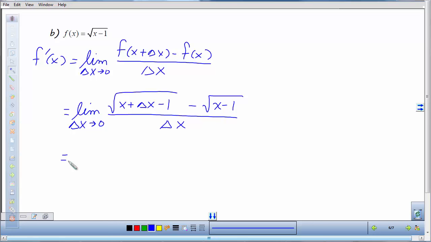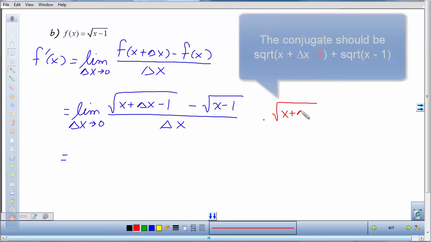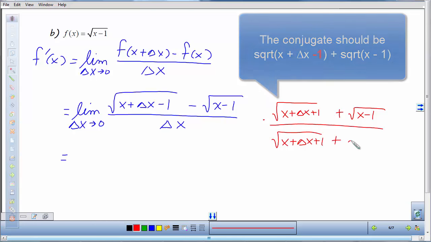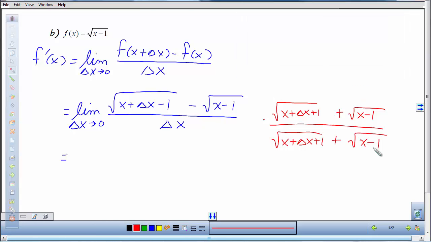So what we're going to do is multiply top and bottom by the conjugate of the numerator. So we're going to multiply top and bottom by the square root of x plus delta x plus 1 plus the square root of x minus 1, all over the same thing, the square root of x plus delta x plus 1 plus the square root of x minus 1.